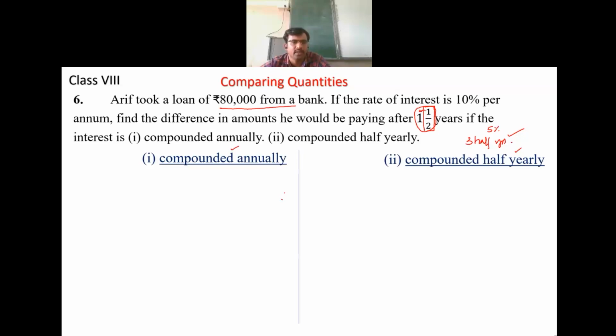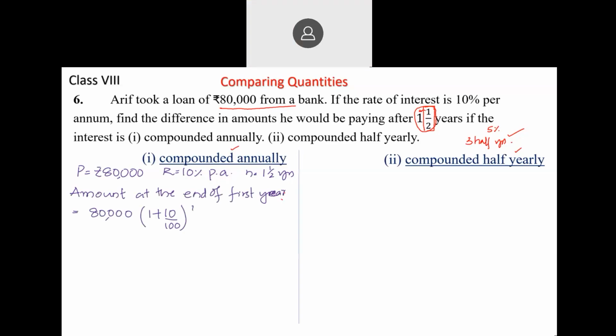For this, I have split this into 1 year and the next half year. So we note down the given things. 80,000 is the principal, 10% is the rate of interest, number of years is 1.5. So first for 1 year we calculate the amount. So we have to consider n as 1.